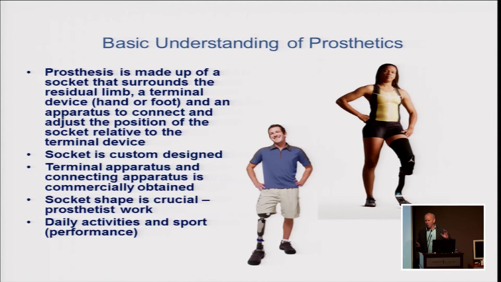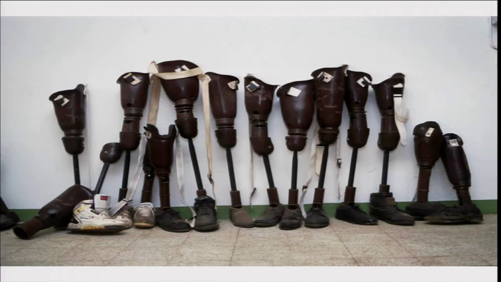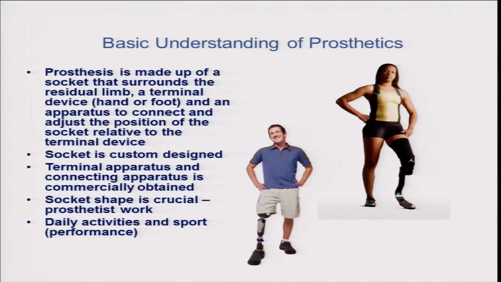Now, let's stop there for a moment, because this is not the case in all individuals who've lost a limb, that the socket is custom made. For example, if I show you a picture from Angola in Africa, here we have some prosthetic limbs where you can pick the one that most suits you, and that is the one that is used. So maybe just something to bear in mind that it's actually a luxury to have a socket that is customized to the individual. The terminal apparatus, whether that's a foot or a hand, is commercially obtained, and there are many companies that produce those.